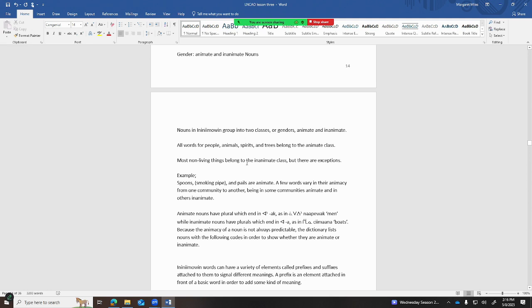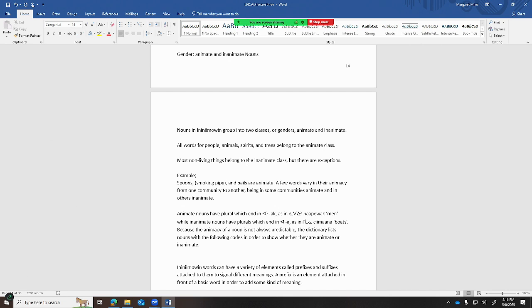So gender, animate and inanimate nouns. Nouns in a Niman language group into two classes or genders, animate and inanimate. So we said all words for people, animals, spirits, and trees belong to the animate class, and most non-living things belong to the inanimate class. But there are exceptions. For example, spoons, smoking pipes, and pails are animate.